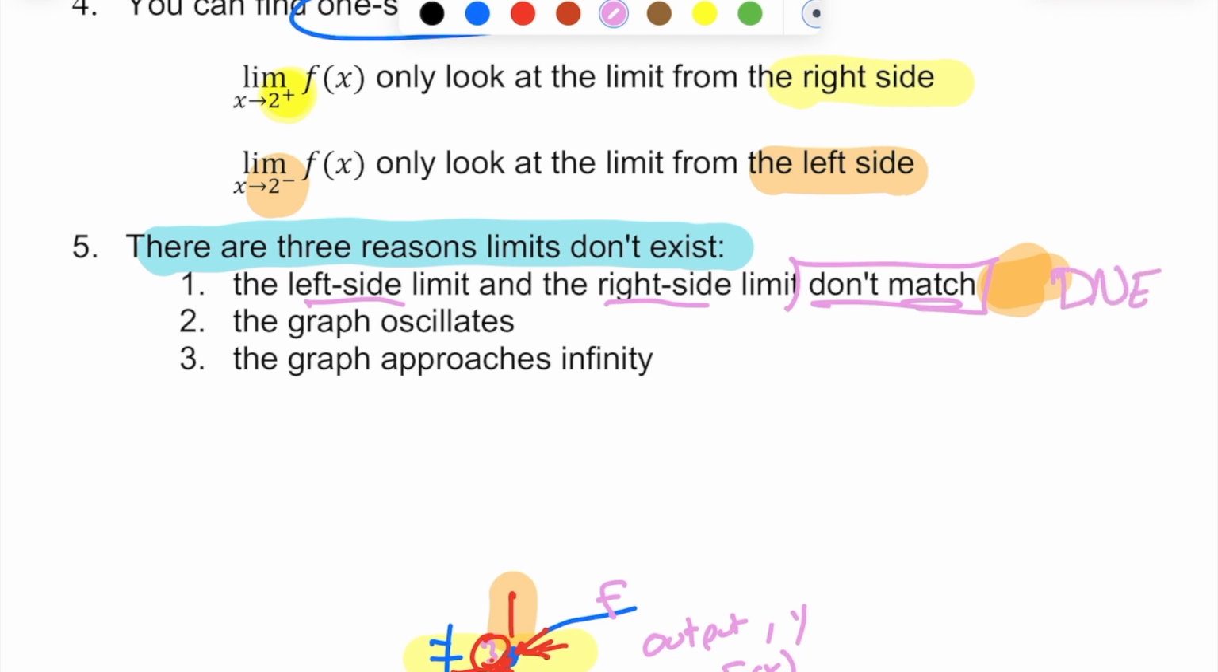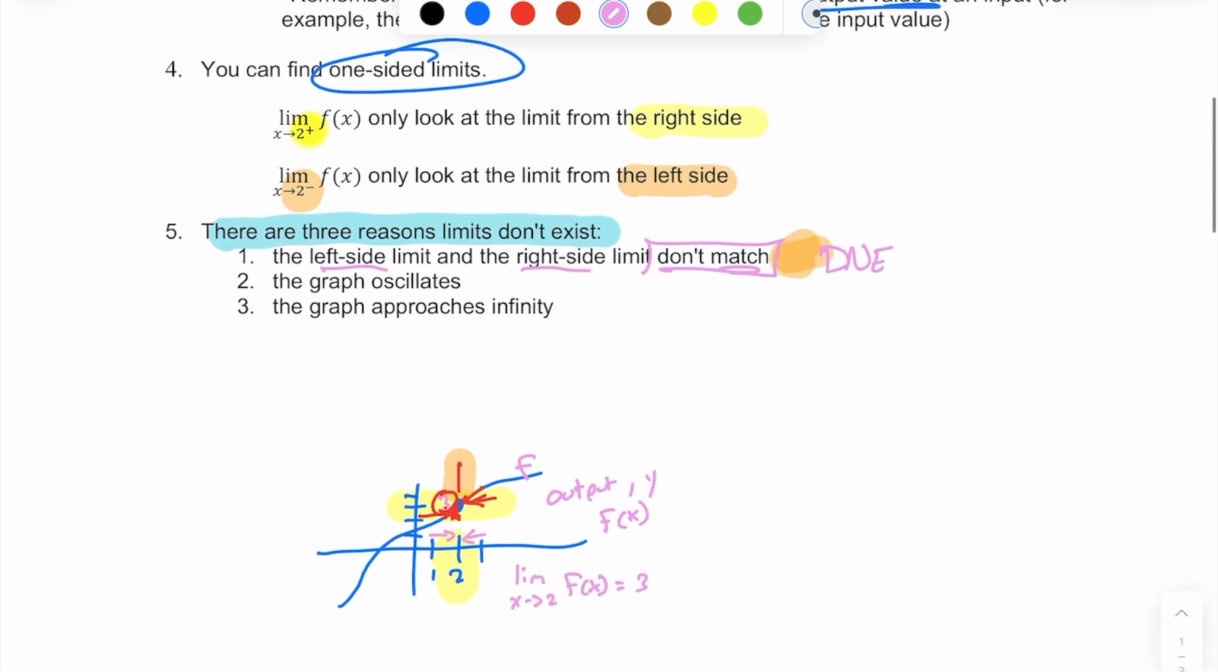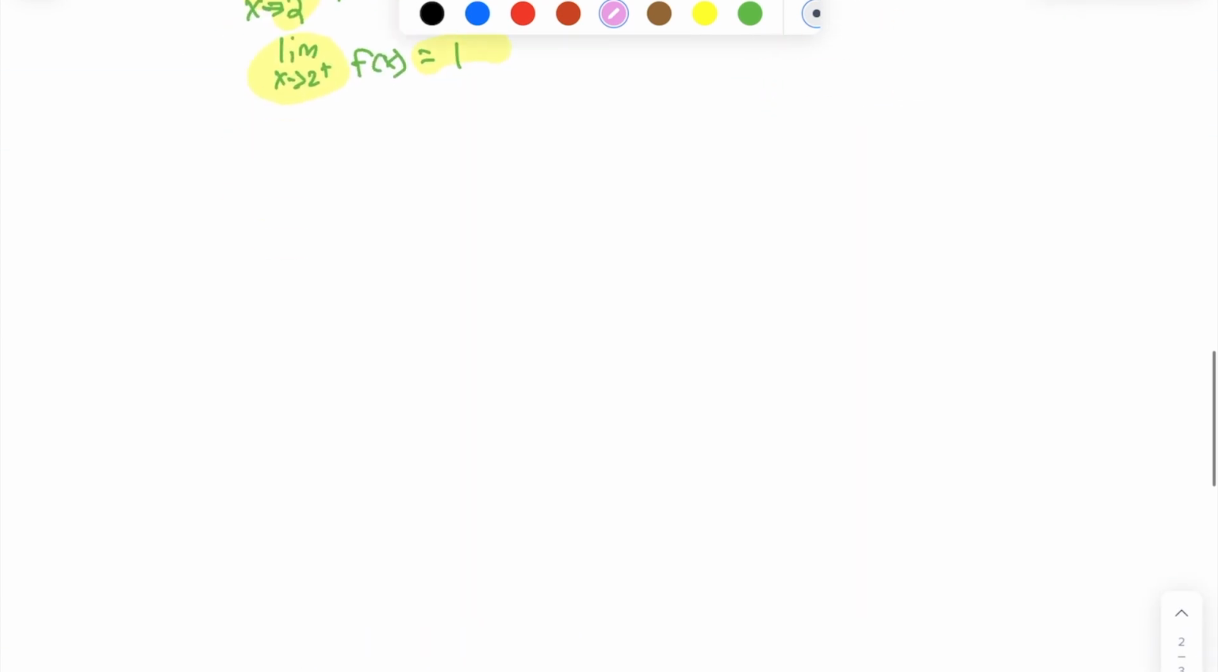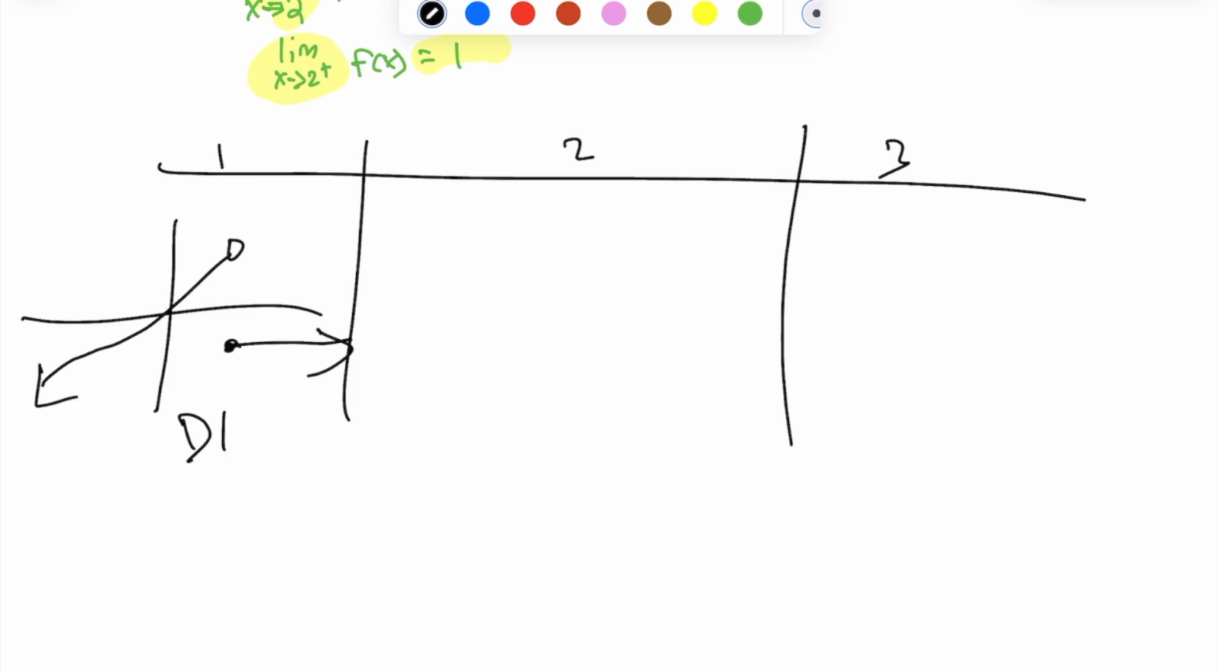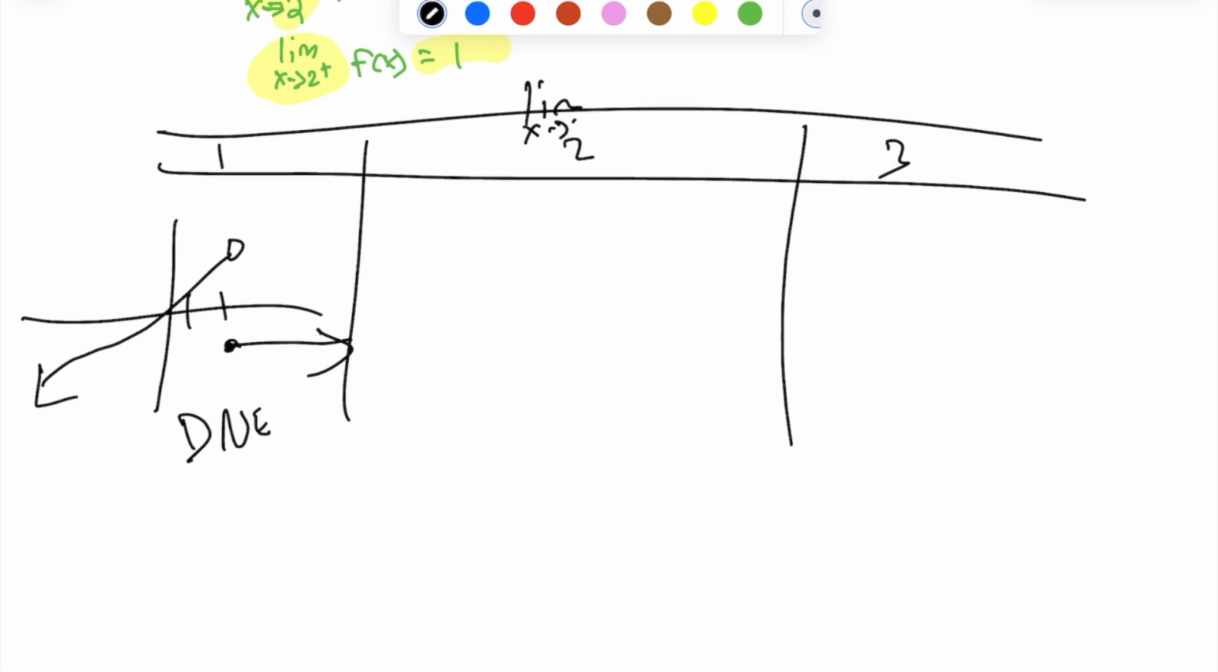There are 2 other times when limits don't exist, so let's just get this, and this will be our last thing. So here we go, 1, 2, 3. We've already seen number 1. If the left and the right sides do not match, it's DNE. Okay, maybe we're looking at the limit. All of these will be the limit as x approaches 2.